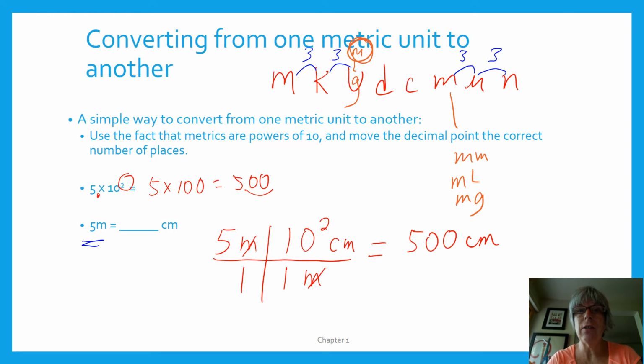Meters to centimeters is going to be 2 decimal places to the right. So imagine you're a little frog sitting on a lily pad on the meter, and decimeters and centimeters are more lily pads. You're going to have to do 2 jumps to the right to get to the centimeter lily pad. 2 jumps to the right means 2 decimal places to the right. In 5, the decimal starts here. Move it 2 to the right, we get 500. Let's try some more examples.